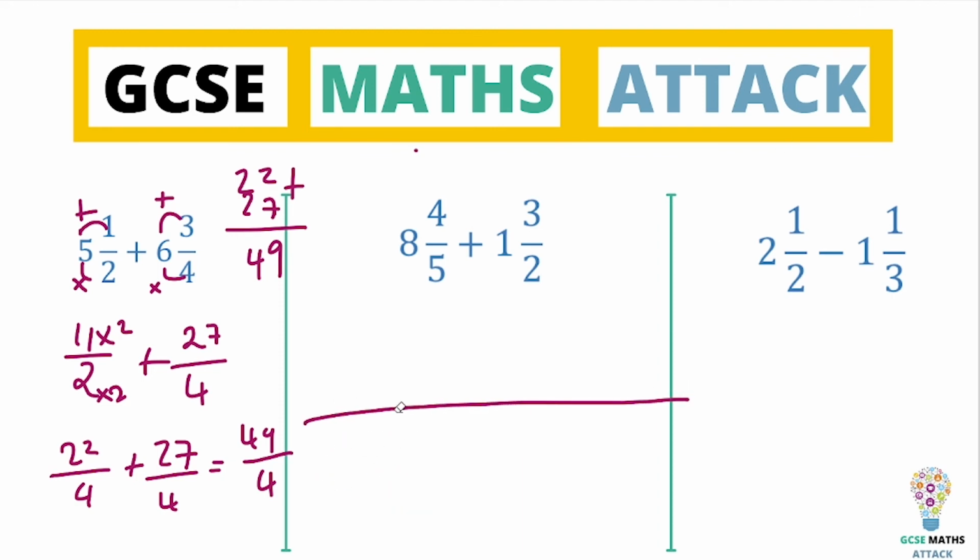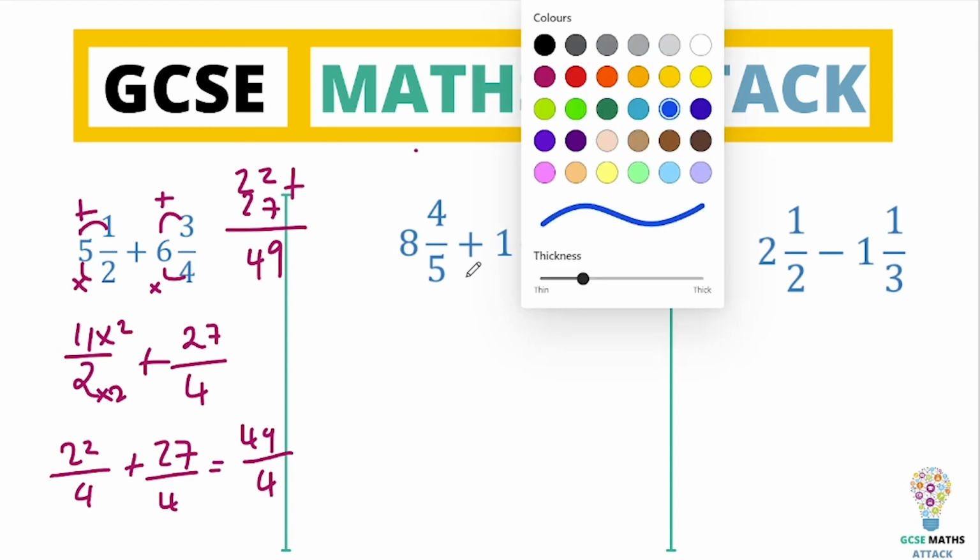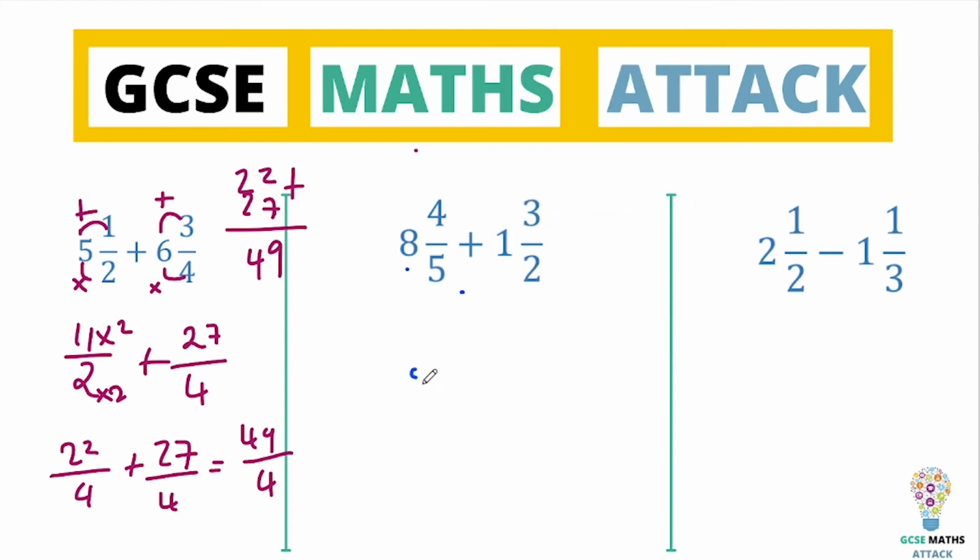Okay, so let's quickly go through the next one over here. I'll just use a different color pen. I'm going to keep the 5 the same. I'm going to keep the 2 the same. 8 times 5 is 40. 40 plus 4 is 44. 1 times 2 is 2. 2 plus 3 is 5.